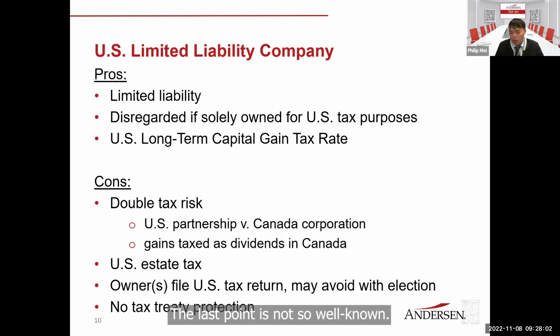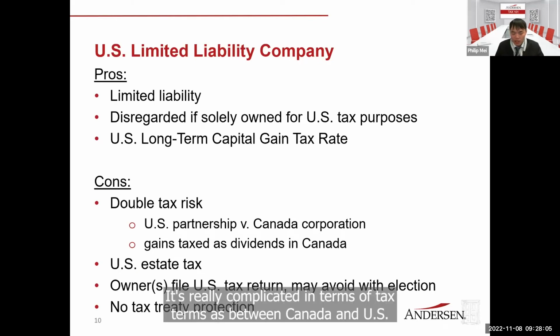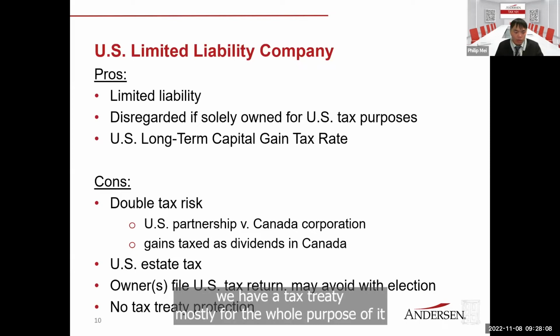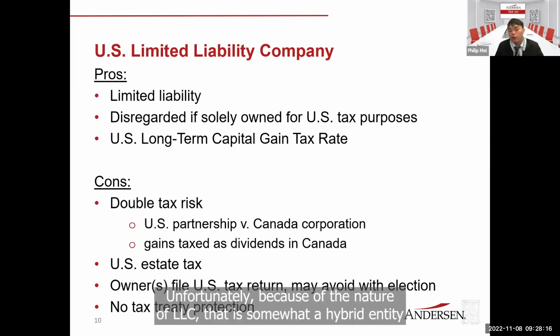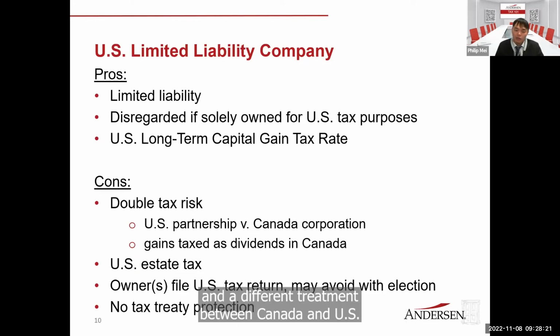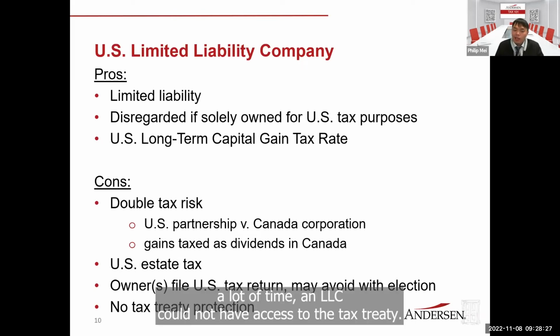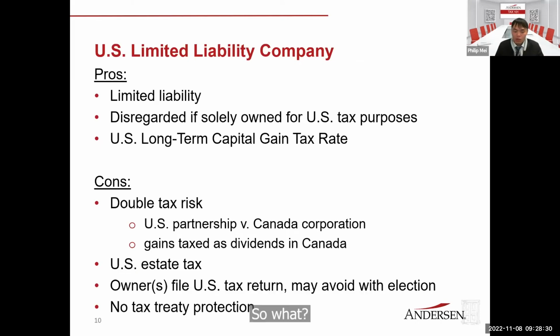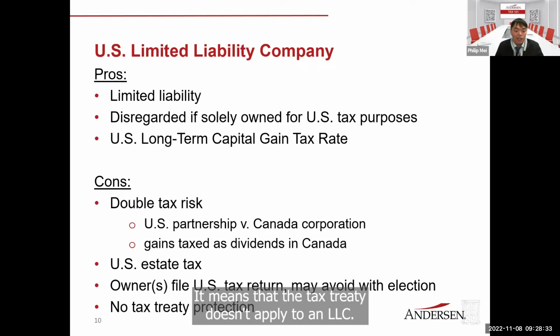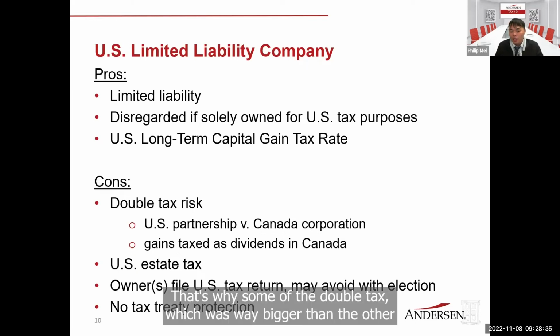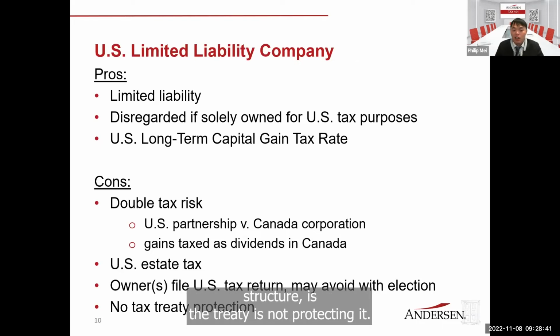The last point is not so well known. It's really complicated in terms of tax terms. Between Canada and the US, we have a tax treaty, mostly for the purpose of trying to eliminate double taxation. Unfortunately, because of the nature of an LLC, which is somewhat a hybrid entity, and the different treatment between Canada and the US, a lot of the time an LLC could not have access to the tax treaty. So what it means is the tax treaty doesn't apply to an LLC. So it's really bad. That's why some of the double tax was way bigger than in the other structures. The treaty is not protecting it.